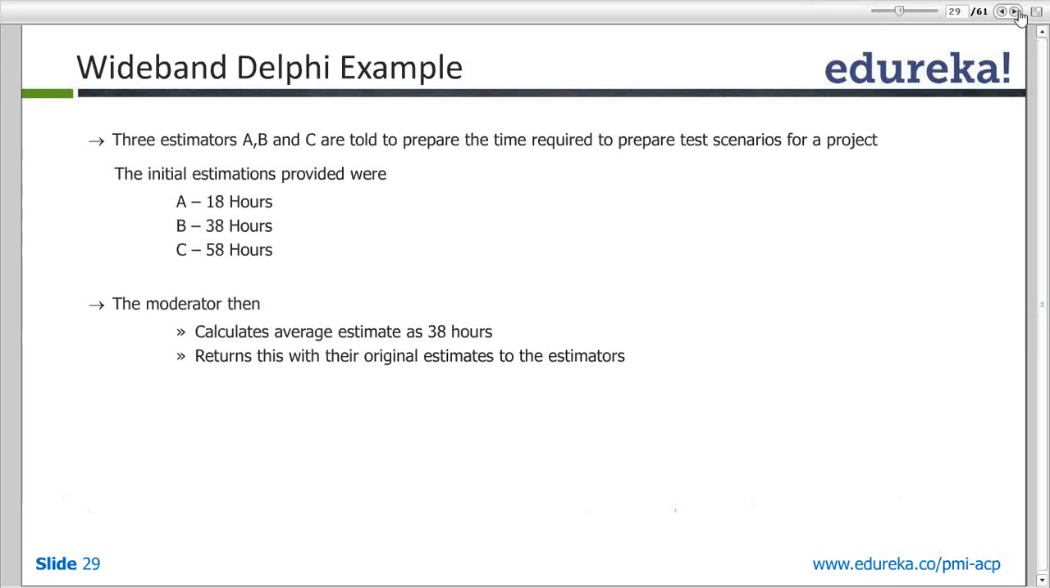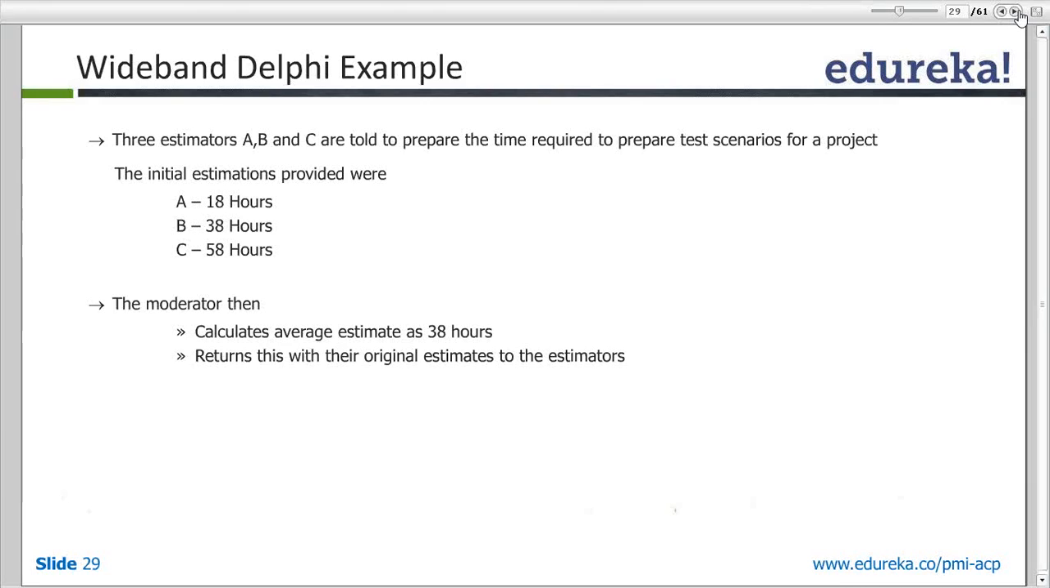And C overthought, probably, right? And then they would obviously have a discussion. Then the moderator can always ask, within that meeting, why did A think it was 18 hours and why did C think it was 58 hours? And then based on the discussions, they could come to a common consensus, which is 38 hours, right?